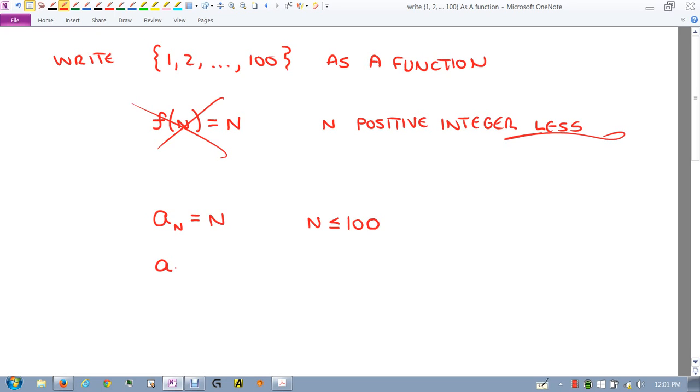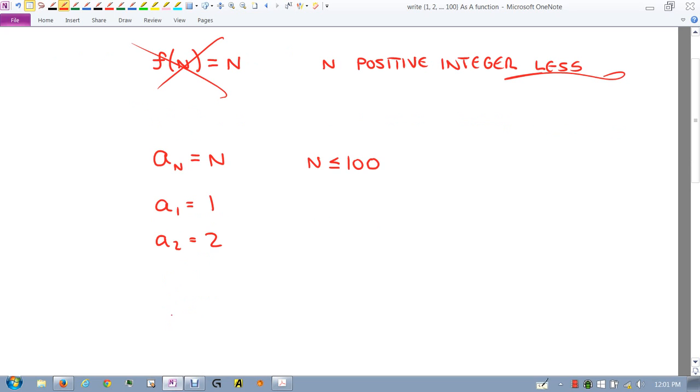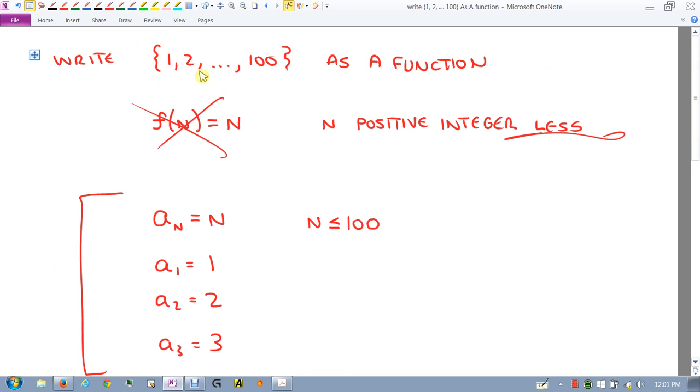So what's a sub 1? 1. What's a sub 2? 2, right? A sub 3. 3. And do you see how there's a match? The first element in the sequence is 1. The second element in the sequence is 2. The third element in the sequence is 3. Yes? Okay. That's how we would create this right here.